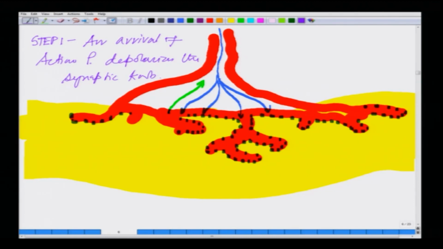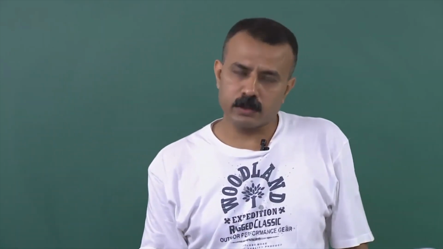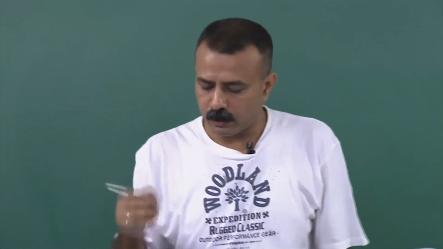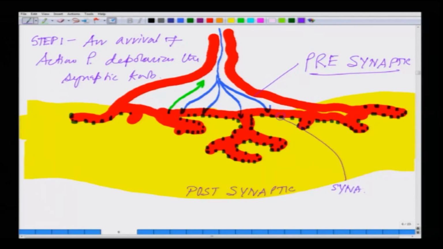The one which is sending the signal is called the presynaptic, and the one which is receiving the signal is called postsynaptic. In this situation, the presynaptic membrane is the neuron and the postsynaptic membrane is the muscle. So, this is postsynaptic and this is presynaptic. Okay. And these terminals are called synaptic knobs, and this small physical gap is called the nerve muscle synapse.